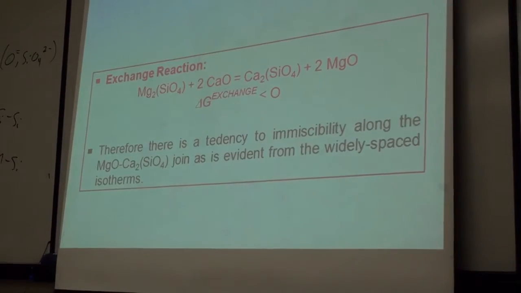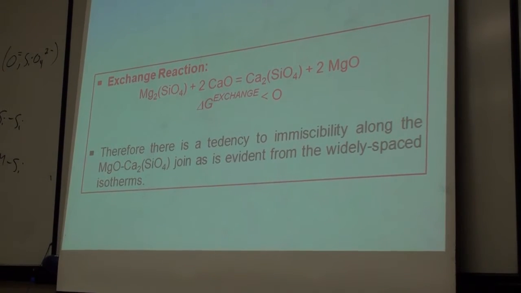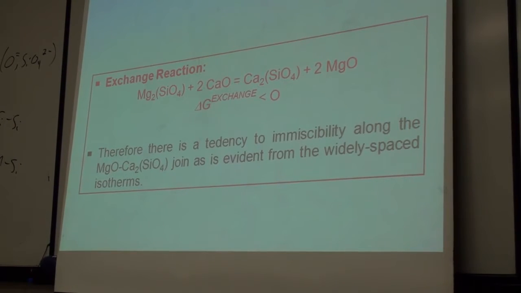So there's your exchange reaction, and the delta G exchange is negative, which is what I just said, so there's a tendency to immiscibility along the MgO-Ca2SiO4 join, as is evident from the widely spaced isotherms.